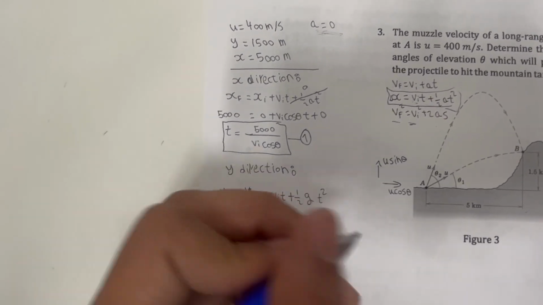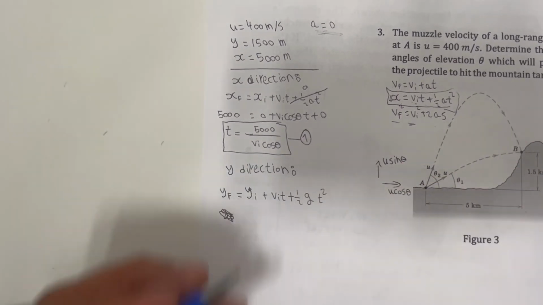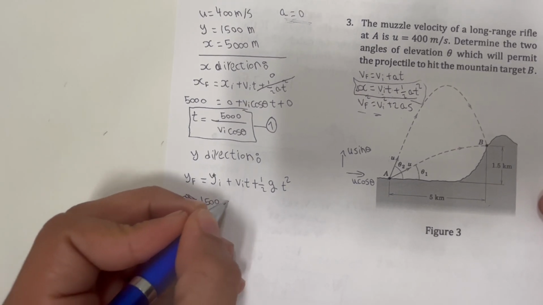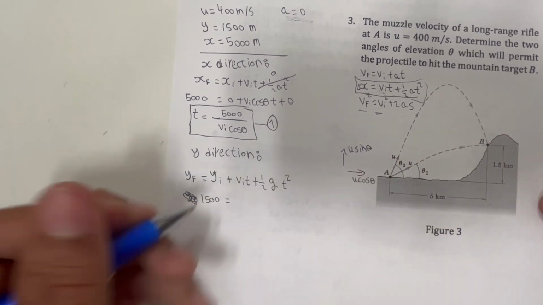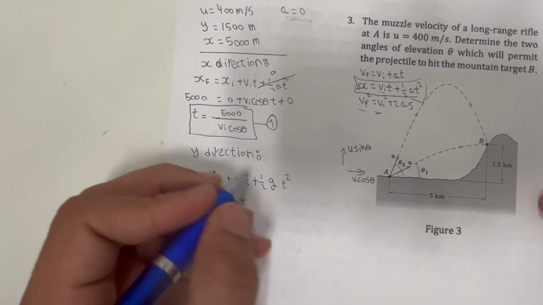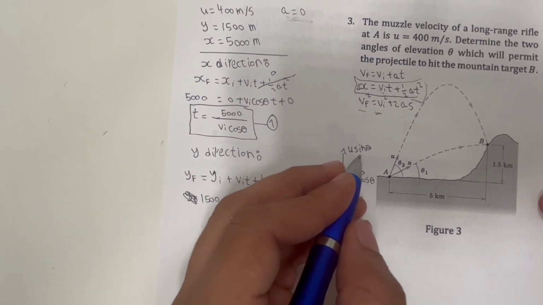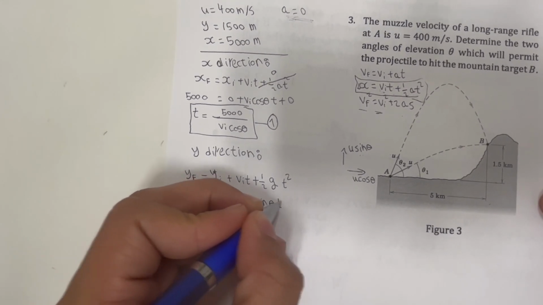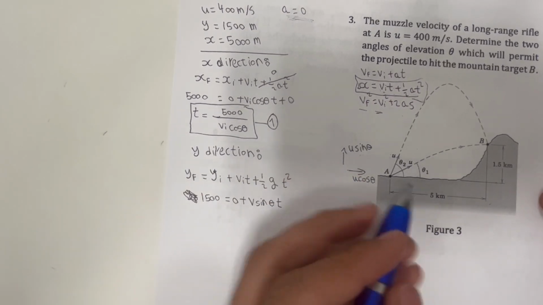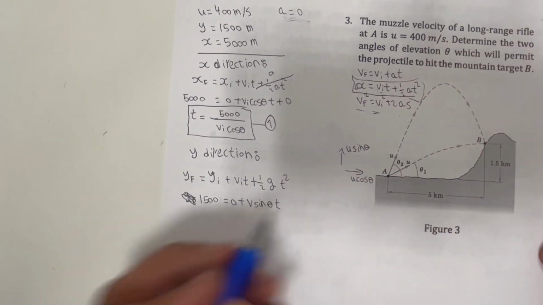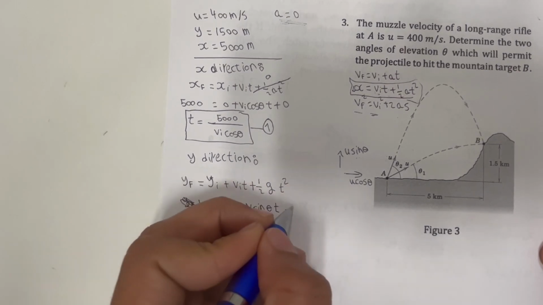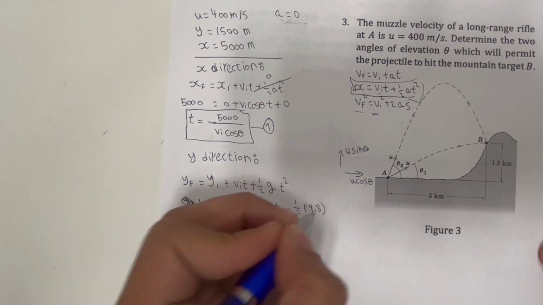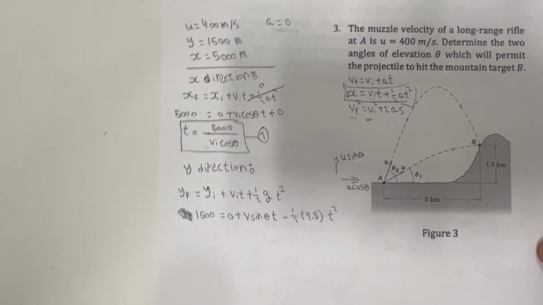Let's write down numbers. Y final is 1500. So 1500 equals, starting from 0 to 1500, so that's 0, plus v initial, we say in the y direction it will be v sine theta t, and gravity, because we're going up, is going to be negative, so we can write it down like negative half multiplied by 9.8 t squared. Alright, making sense?